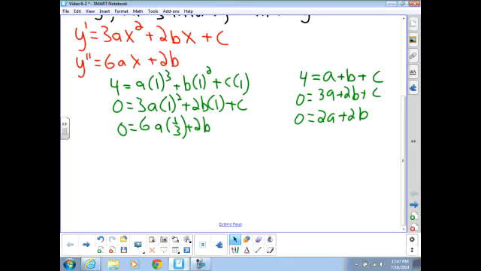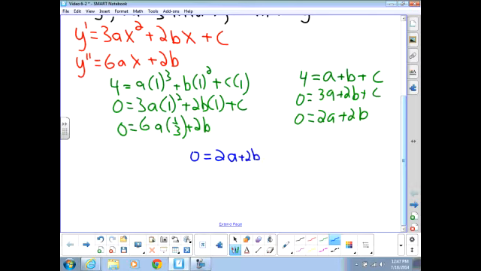To solve this, we want to somehow, with these 3 equations, be able to write 2 equations with just 2 unknowns. Well, notice we already have one of those in the third one, so I'm just going to rewrite that down here. We've got 0 equals 2a plus 2b.